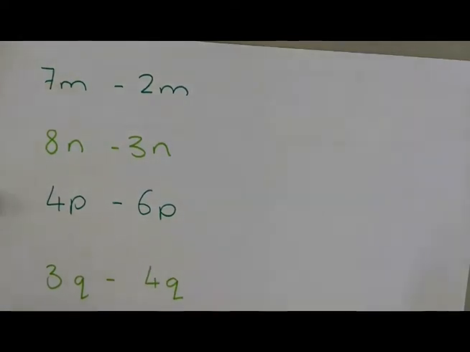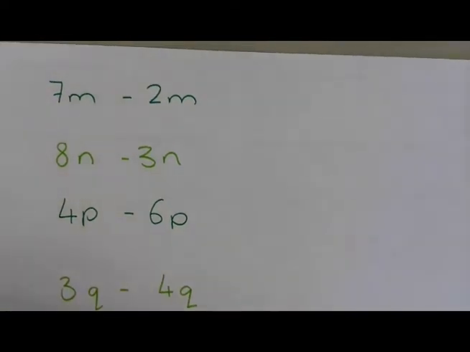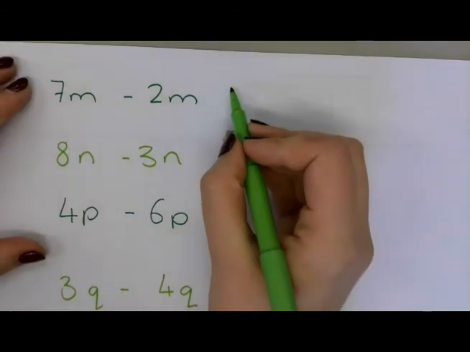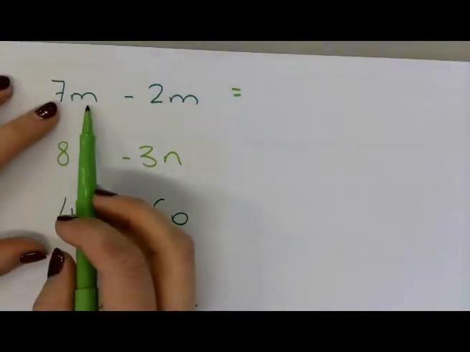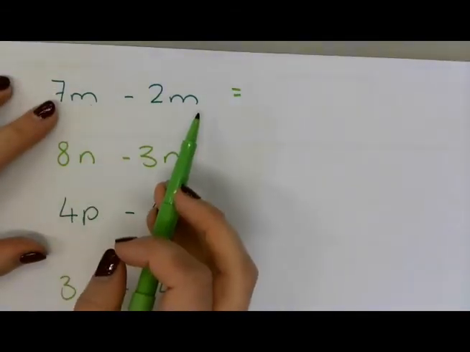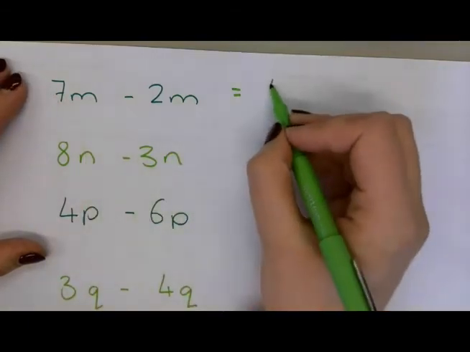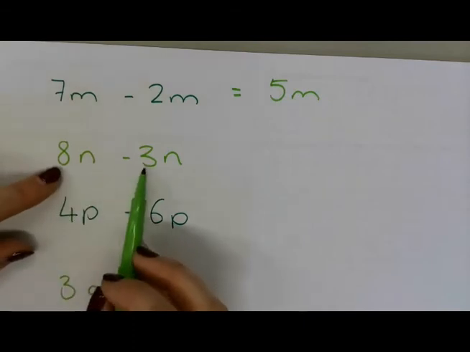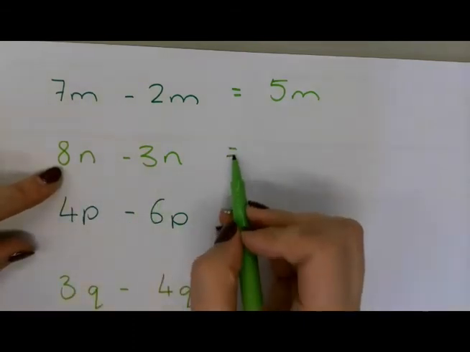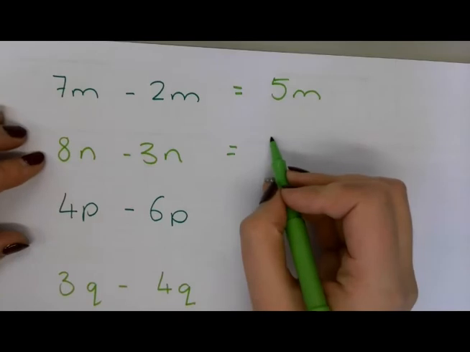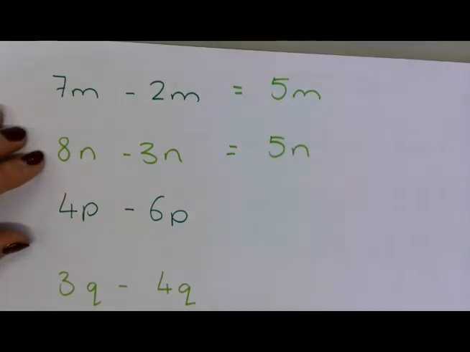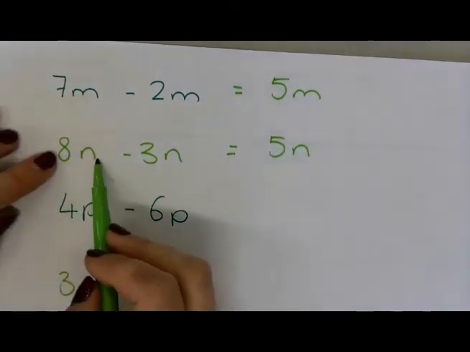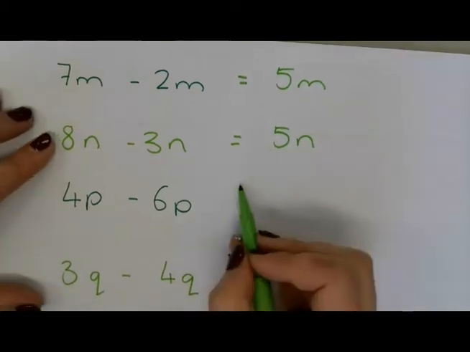Right then, so negatives, this is where we struggle a little bit sometimes. Here we've got 7m, and we're taking away 2 m's. So 7m subtract 2m is 5m. 8n subtract 3n is 5n, not m. We've got 8 lots of n, taking away 3 lots of n.